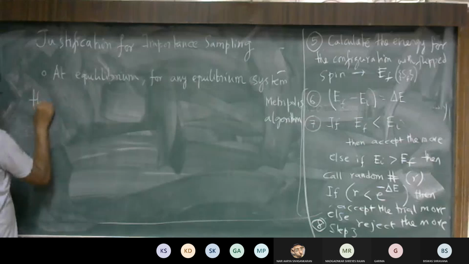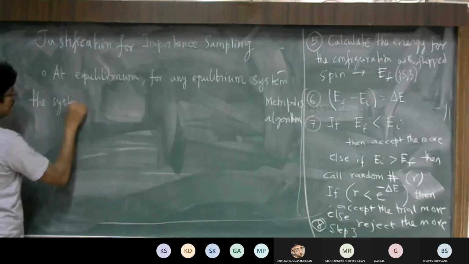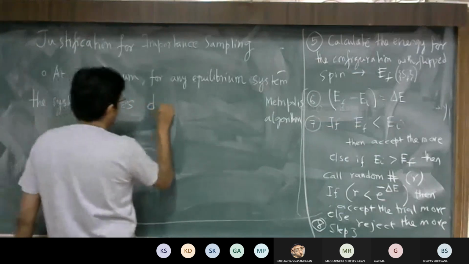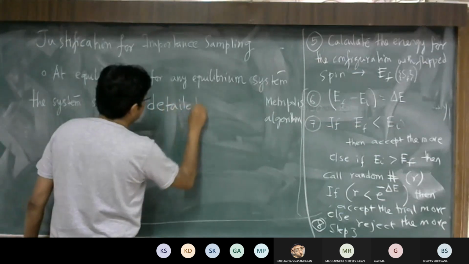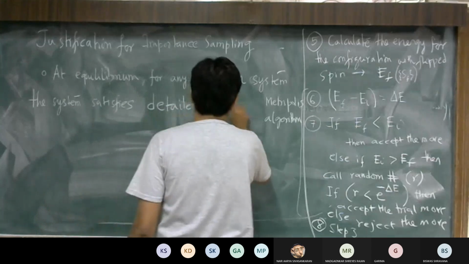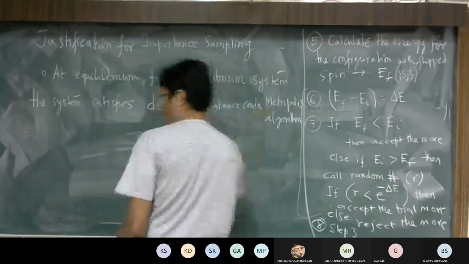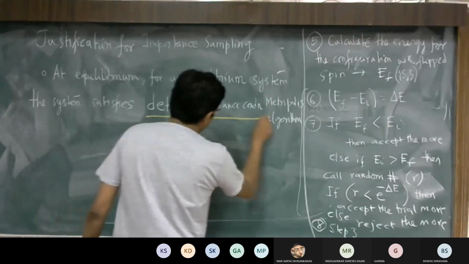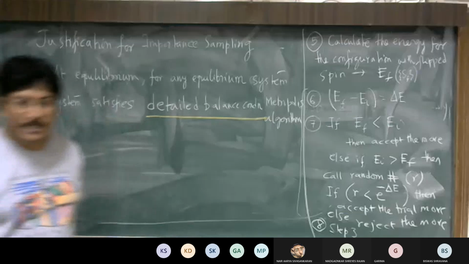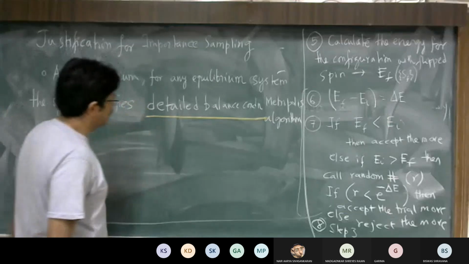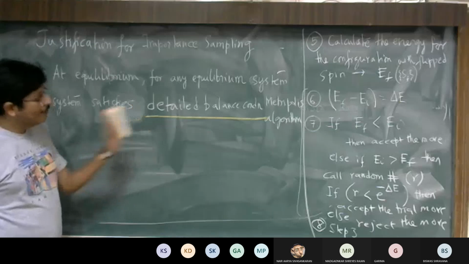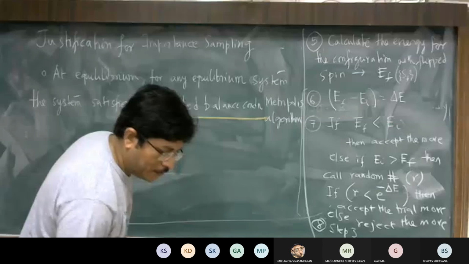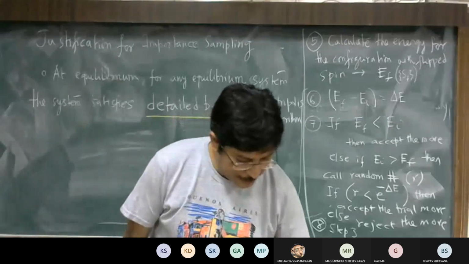the system satisfies the detailed balance condition. And I'm emphasizing what exactly you keep on hearing. We kept on saying this detailed balance condition in the context of STEM. Right? And so here we have to really carefully understand what this detailed balance condition means. So what the detailed balance condition says is the following.